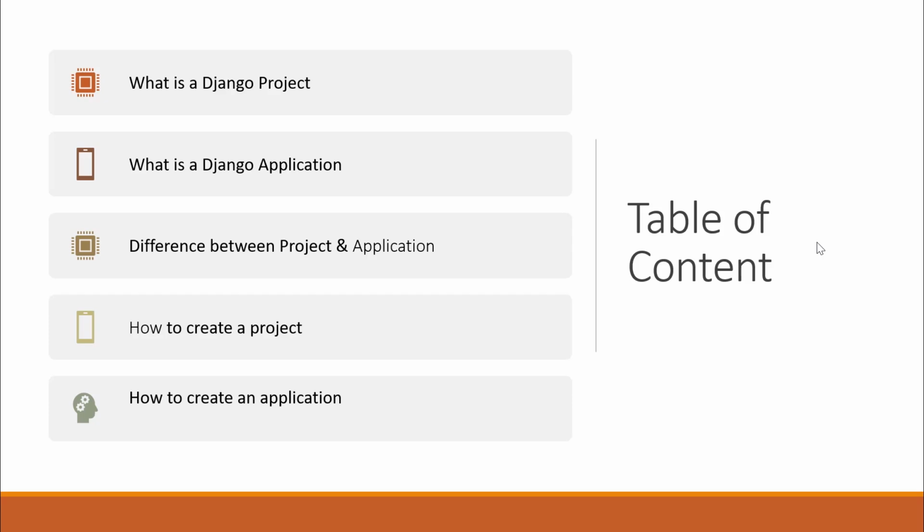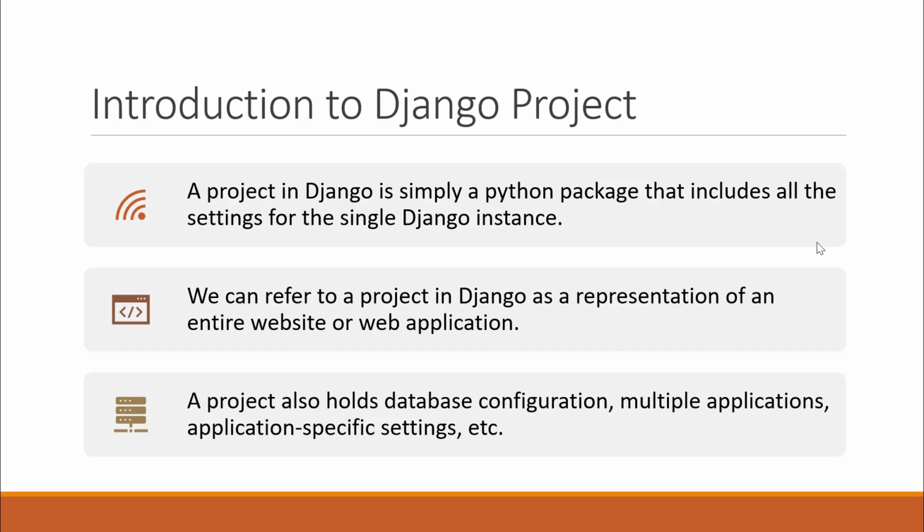Then we will also discuss what is an application in Django, and we will try to understand the key differences between a project and an application. After this, we will discuss how we can create a project and how we can start our development server in Django. And in the last, we will discuss how we can create an app. Without any further delay, let's jump to the topic and discuss what is a project.